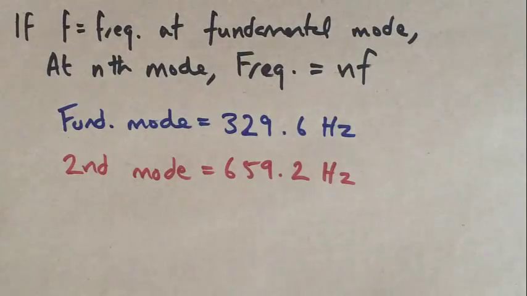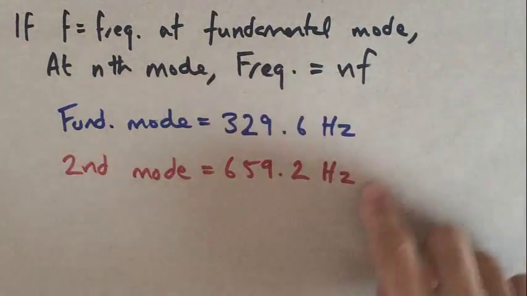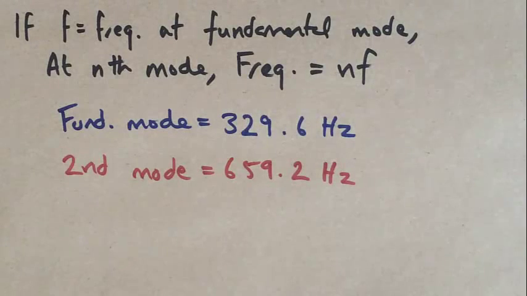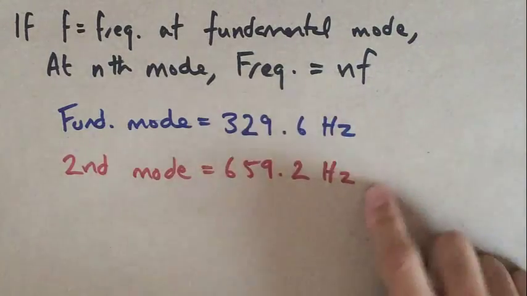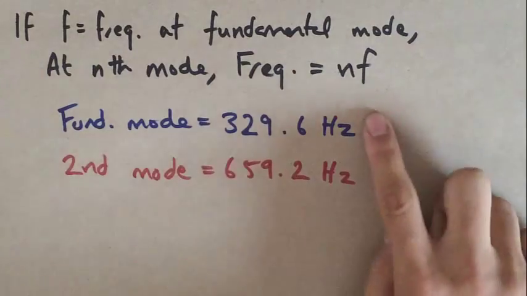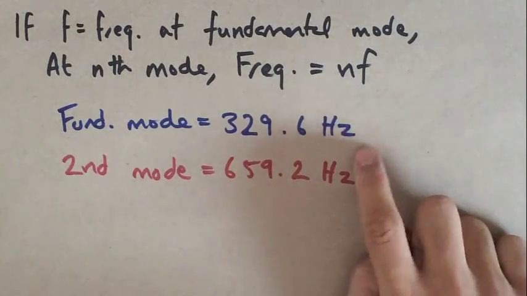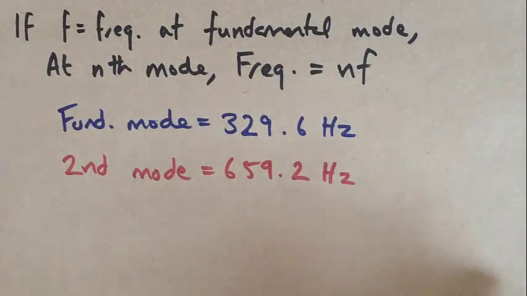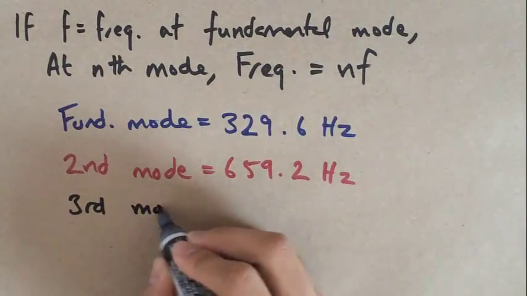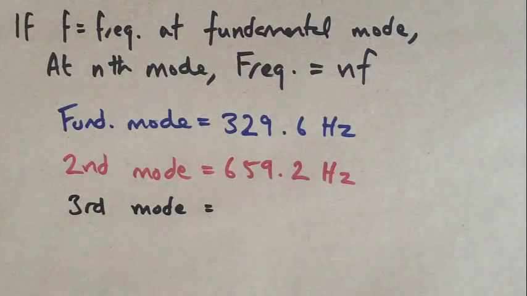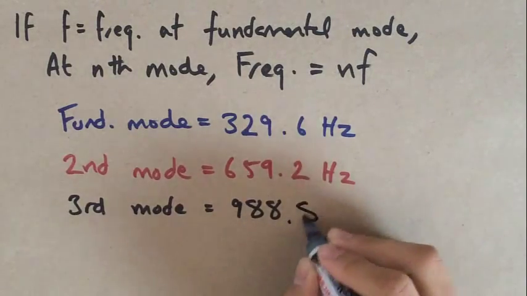And does that match with what we have? Yes, it does, because it's a double, and if you put that sound on a tuner, or you can even listen by ear, it's the same note but an octave higher. That's what we expect when we move from one mode to the other. The frequency doubles, and because it doubles, that means an octave higher. And so if we go on to the third mode, it would be 3 times the fundamental mode. If you put that on a calculator, you get 988.8 Hertz.